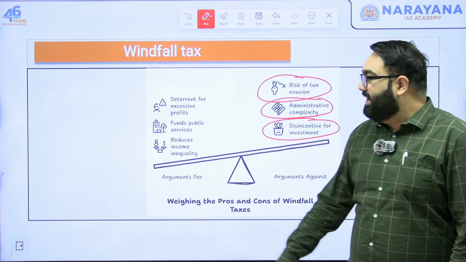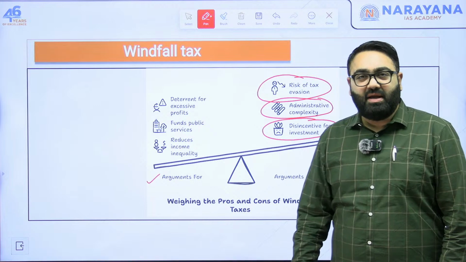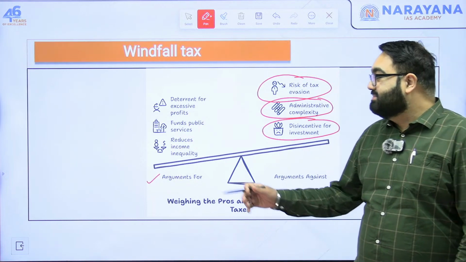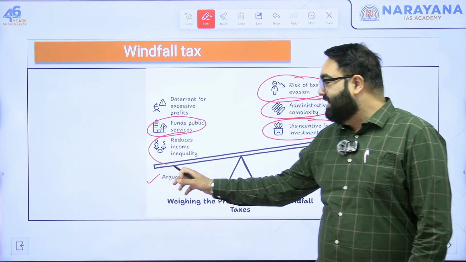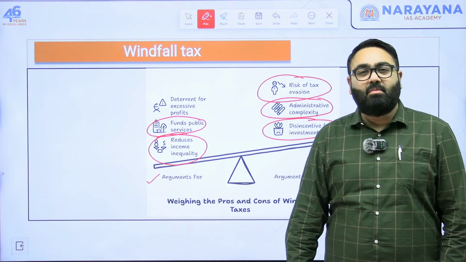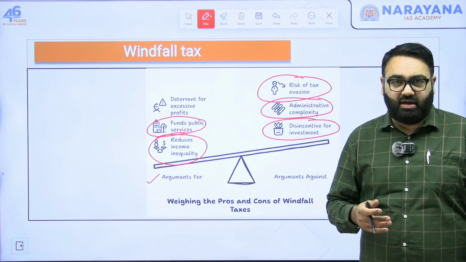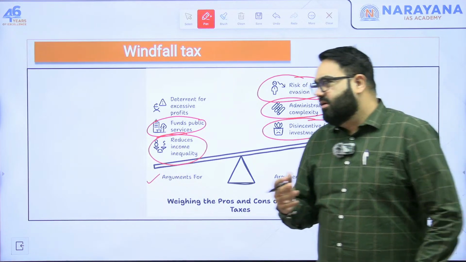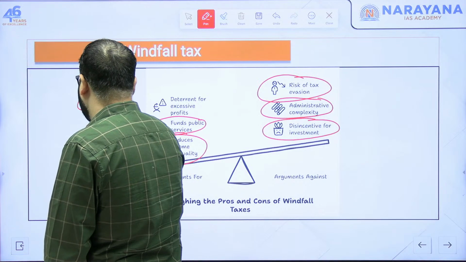On the other hand, there are ideas in favor of windfall tax as well. For example, the biggest argument in favor is it helps the government in securing public funds and it reduces income inequality. See, income inequality is a big problem of countries around the entire world. If you remember yesterday, and if you were attentive in yesterday's class, we had discussed something called the Gini coefficient yesterday. Remember?